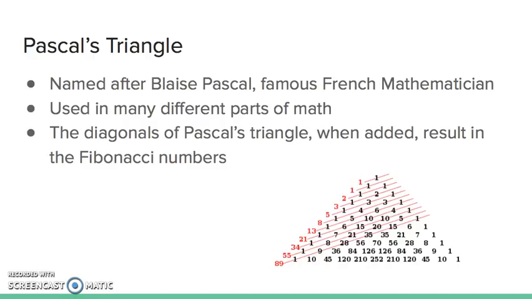It was named after Blaise Pascal, a famous French mathematician, and it's used in a lot of different parts of math and has a lot of different properties to it. But the diagonals going left to right, if you add them, you get the Fibonacci numbers, as you can see in the diagram over here, which is the whole sequence. And if you would keep going, it would continue the sequence.